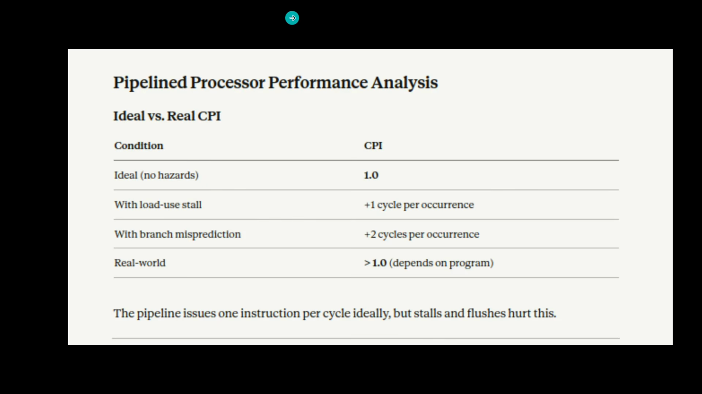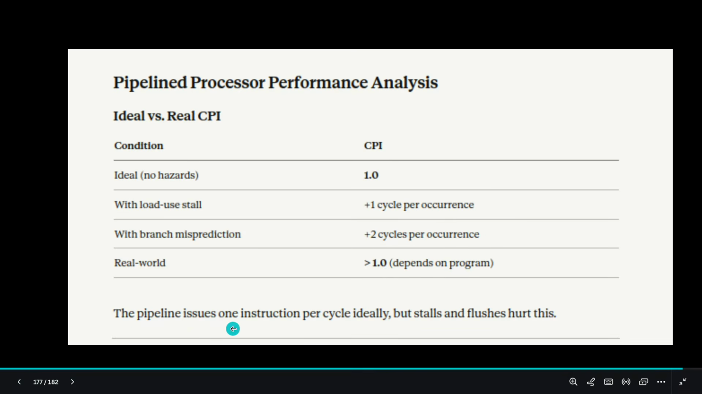So in a real world scenario, load and branch can also occur. So the CPI value can be greater than 1 when stalls and flushes come. A pipeline issues one instruction per cycle ideally, but stalls and flushes can hurt this.